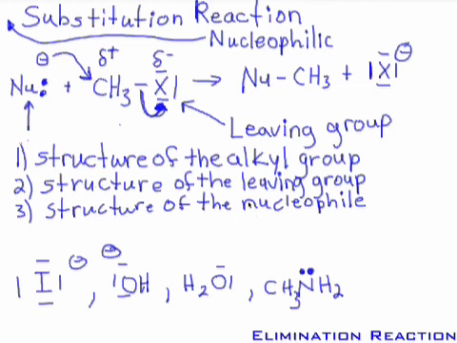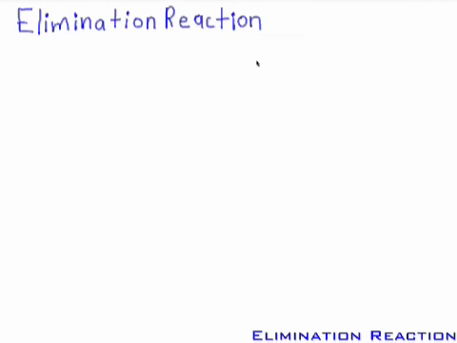Now, it would be nice if this was all that could occur, but often in organic chemical reactions, you get different reaction types competing with each other. And one reaction type that competes with the substitution reaction is the elimination reaction. This is a reaction in which a stable species is eliminated from the molecule. And it's always followed with the formation of a multiple bond, either a single or double bond.